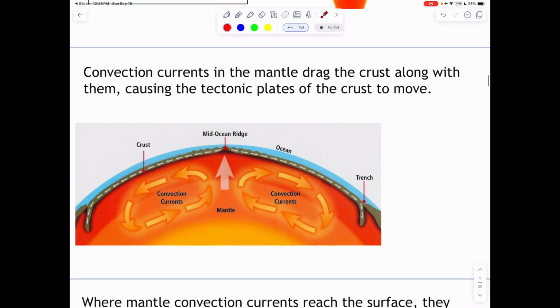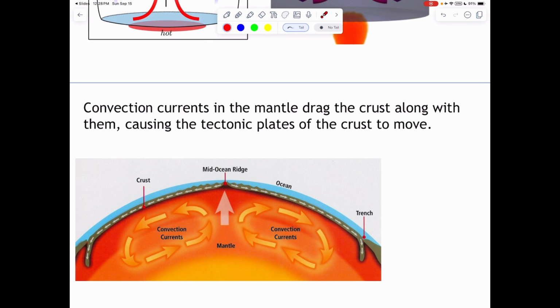So as I mentioned, it's these convection currents in the mantle that are going to drag the crust along with them. So the particles heat up, they rise, they grab some of this crust and they move it this way. In other areas, same thing. Heats up, moves up, grabs some of that crust and moves along this way as well. So that's why our plates move. It's because of these convection currents in the mantle that are dragging those plates.